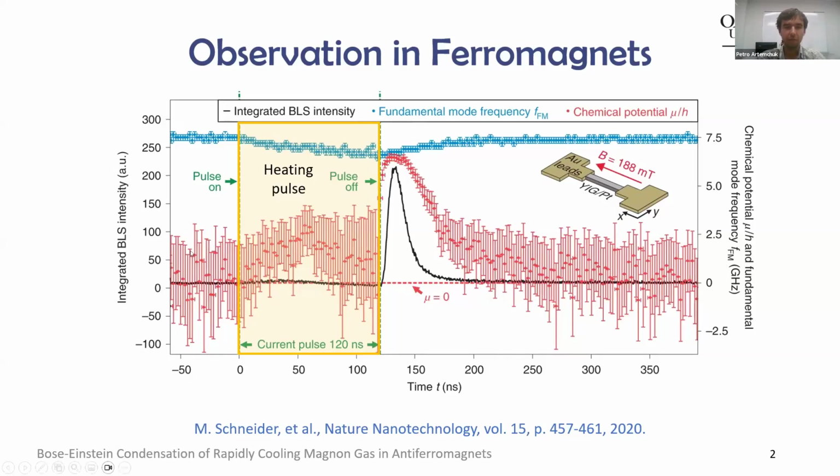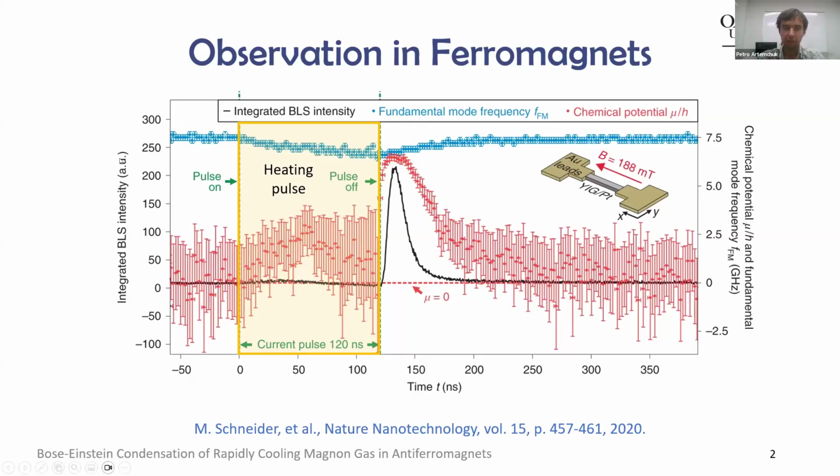where we have a ferromagnetic sample, then we apply a 120 nanosecond heating pulse, and this heats up the ferromagnet. This increases the total number of magnons in the sample, and then we rapidly cool the sample down. During this rapid cooling, the magnons that were added by the heating pulse, basically additional thermal magnons, quickly become non-equilibrium magnons. The thermalization process starts, and during this thermalization process, accumulation of magnons at the bottom of the spectrum happens, which leads to an increase of the chemical potential of the magnon gas, which leads to Bose-Einstein condensation.